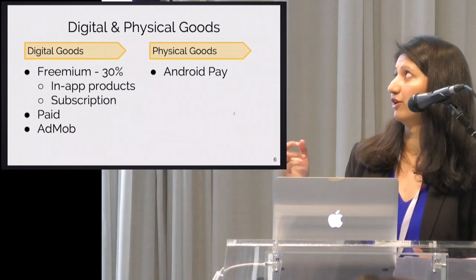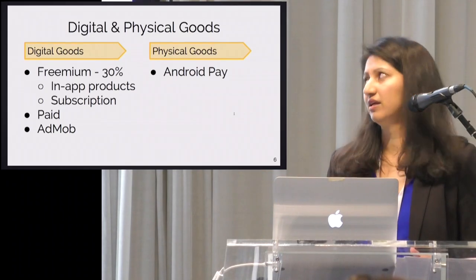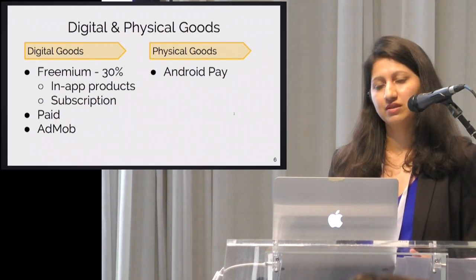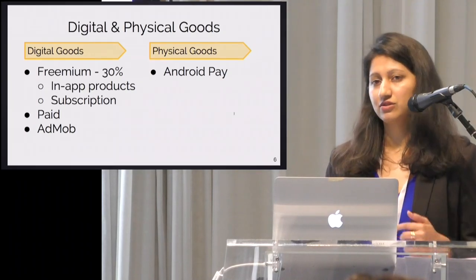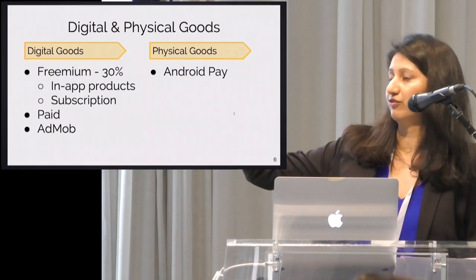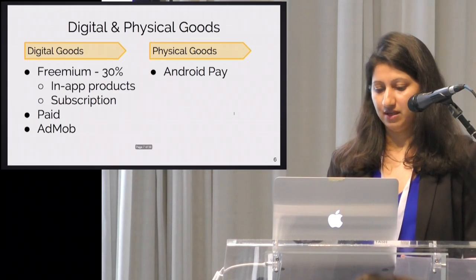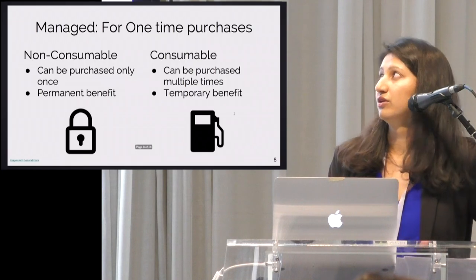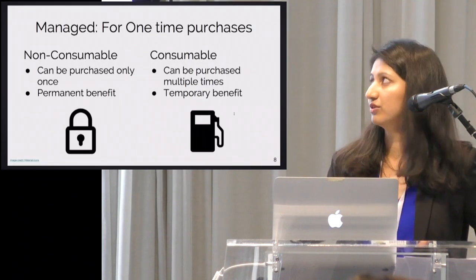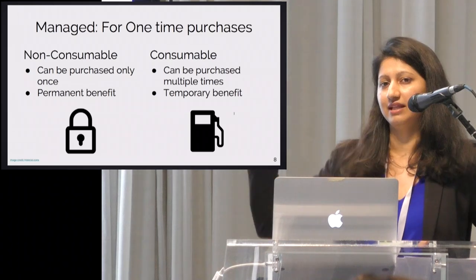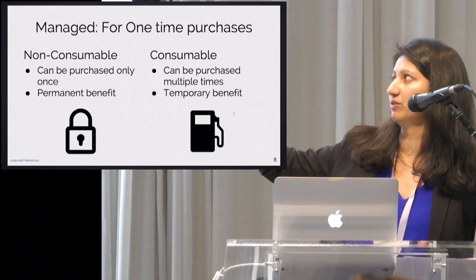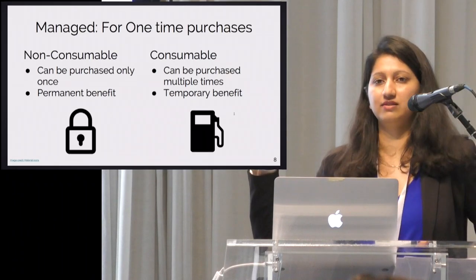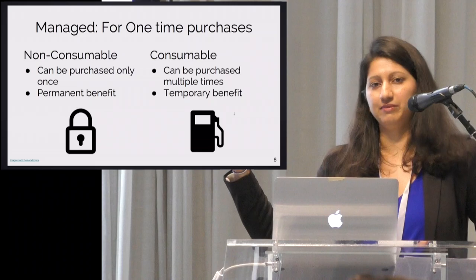On the other hand, you have Android Pay, which was introduced by Google in I/O 2015. It's mostly used for e-commerce, and it's for physical goods. So the rest of this talk is going to focus on the freemium model, and we'll get started first with what kind of product types are out there. So you have two kinds of product types, managed, which is for one-time payments, and these are further differentiated into non-consumable and consumable. Non-consumable products are something that you would purchase only once, for example, unlocking a premium level.